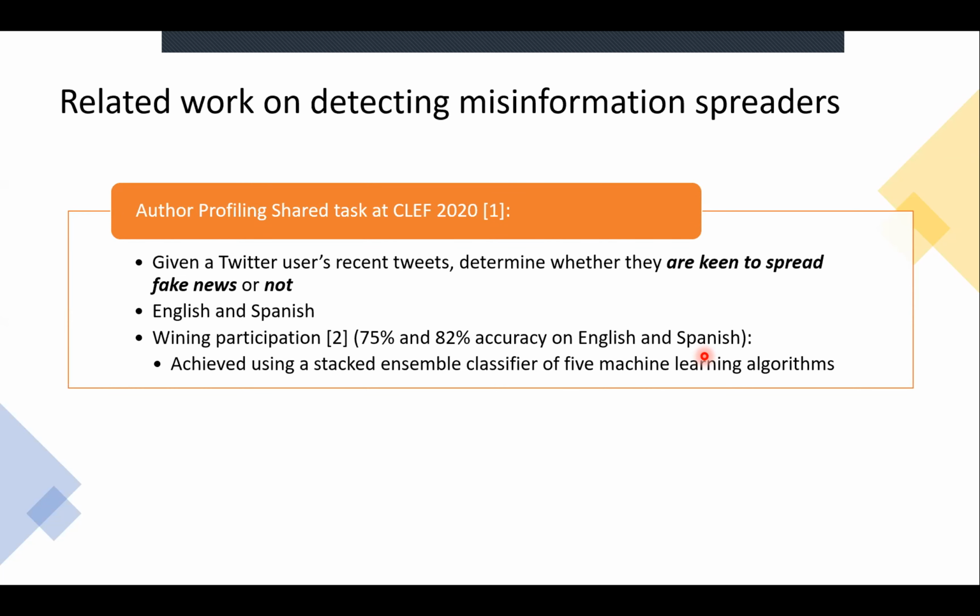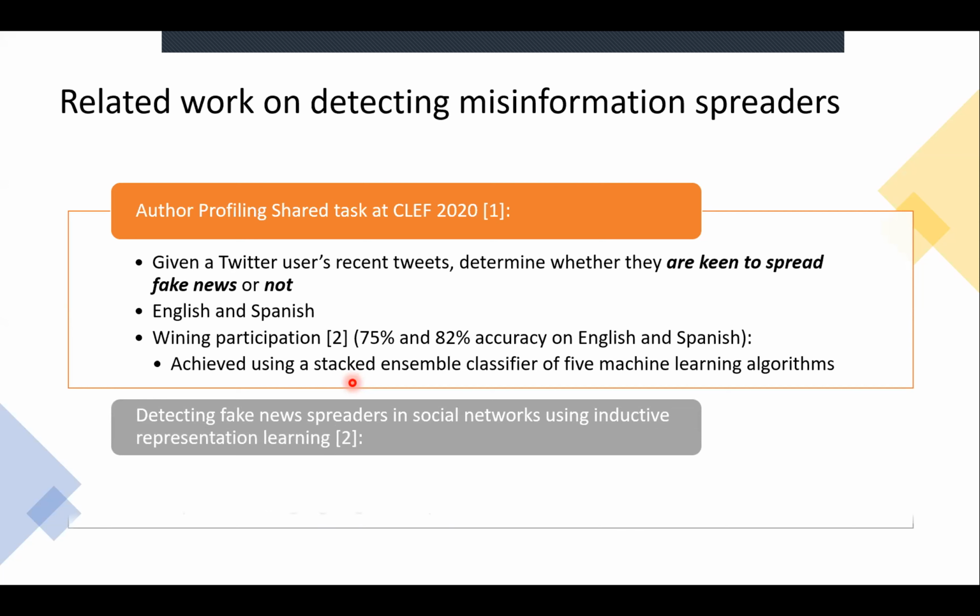This task was done on English and Spanish, so there were two languages only. It is worth mentioning that the winning participation in this task achieved 75% accuracy on the English dataset, and 82% accuracy on the Spanish dataset. Their approach used a stacked ensemble classifier of 5 different machine learning algorithms, and they utilized textual features, specifically character n-grams, in addition to other statistical features derived from the text itself.